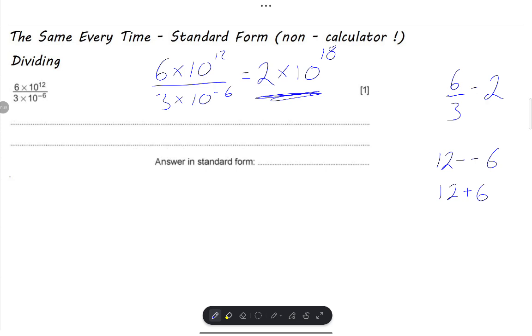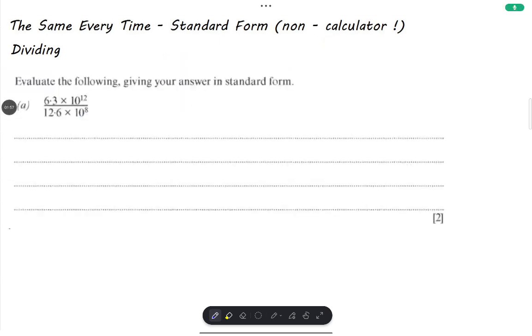And then we just double check to see that our answer is actually in standard form. Yes, it is. That first number has to be between 1 and 10, which it is, that's a 2, and then times 10 to the power something. So 2 times 10 to the power 18. So a few more marks, well, one more mark for this question. Evaluate the following, giving your answer in standard form. It's the same kind of idea. We just divide the numbers, then divide the powers of 10.